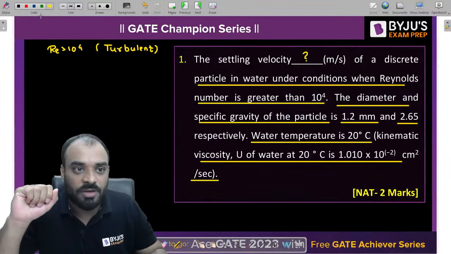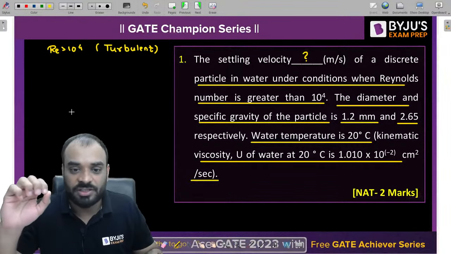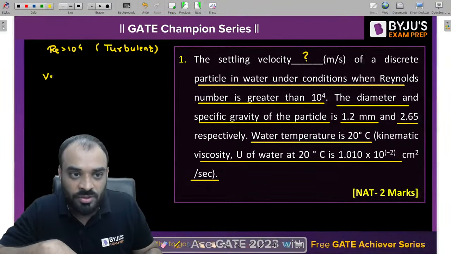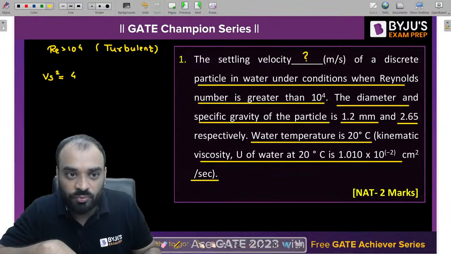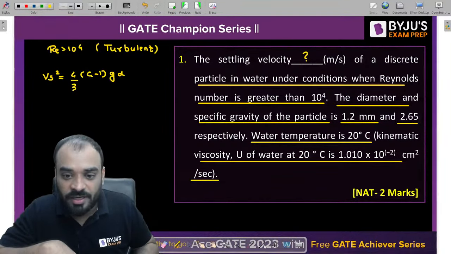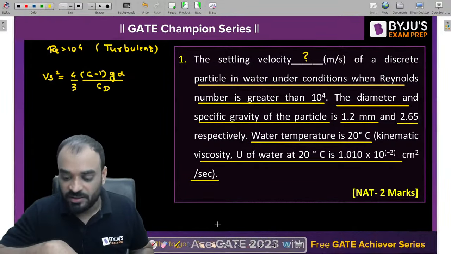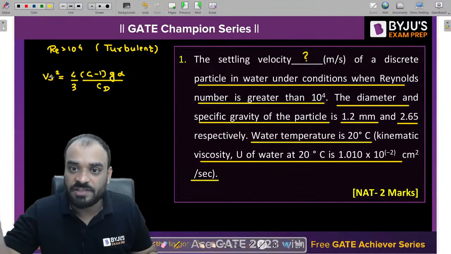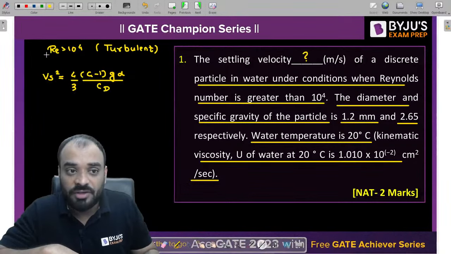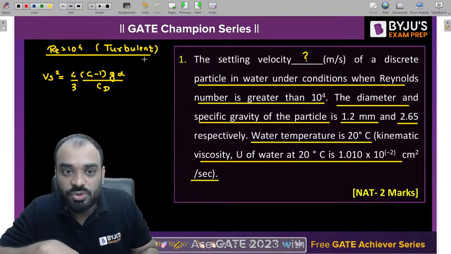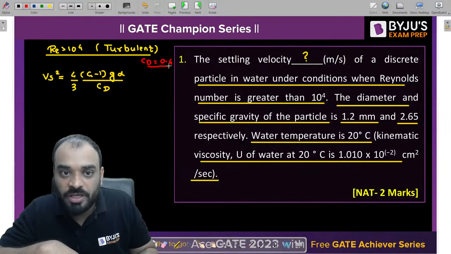Do you remember the formula for calculating the settling velocity? Let me write it down. Vs square is equal to 4 by 3 into (G minus 1) into g into d divided by the drag coefficient CD. This is the formula by which you can calculate the settling velocity easily. But in the turbulent condition, the coefficient of drag is not 24 by Re. The value of CD should be equal to 0.4.